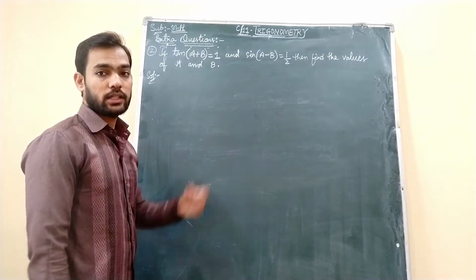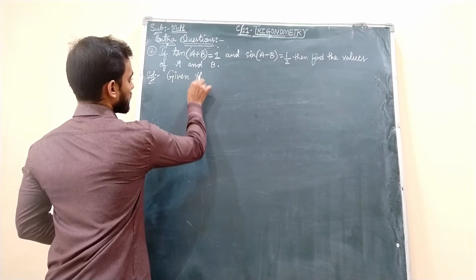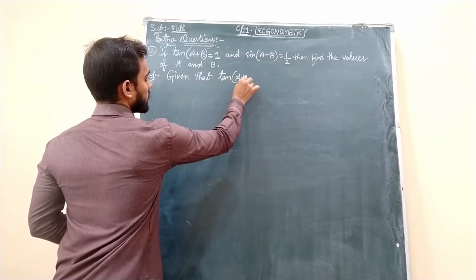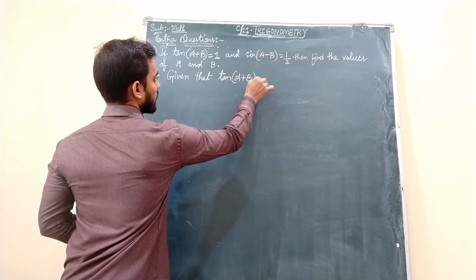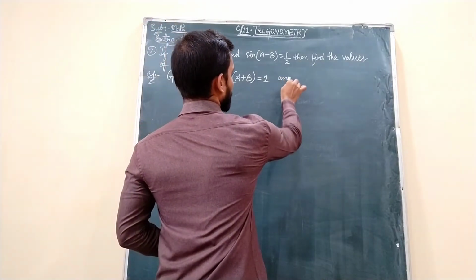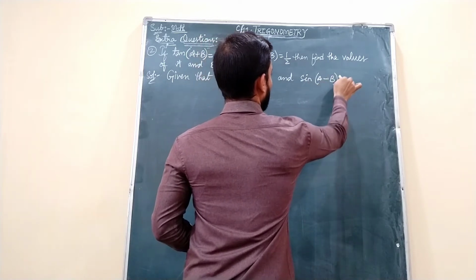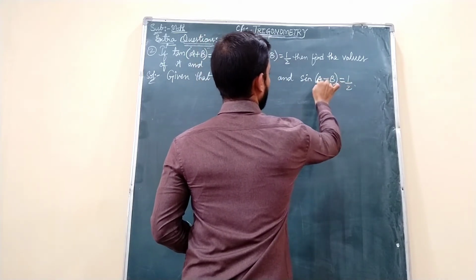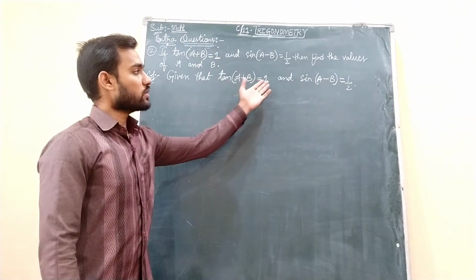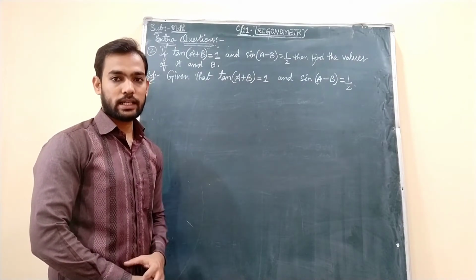First we will write the given data. Given that tan of a plus b equals 1, and what else is given? Sine of a minus b equals 1 by 2. These two values are given students. Now these values need to be checked in the trigonometric ratios of specific angles. That is our second set of formulae.